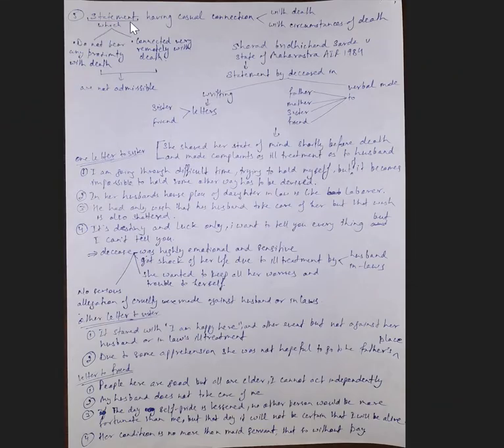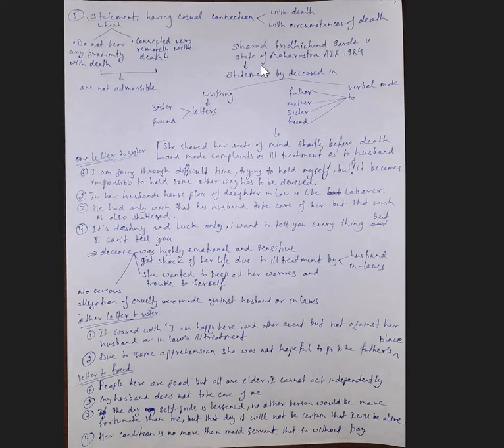Now, statements having a causal connection with death or with circumstances of death, which do not bear any proximity with death, or which are connected very remotely with the death, are not admissible. So if they have a causal connection that does not bear any proximity with death, or the connectivity is very remote, then they will not be accepted as a dying declaration.